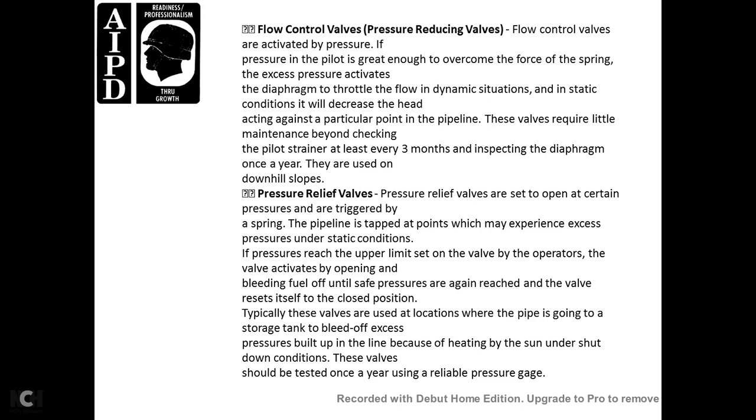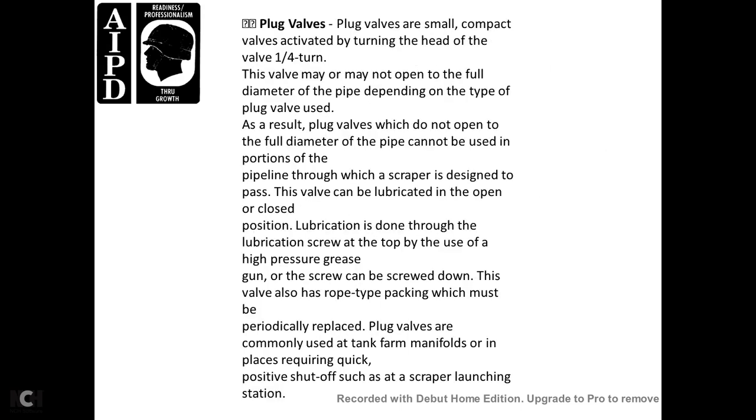Typically, these valves are used in the location where the pipe is going to a storage tank, to bleed off the excess pressure in the line because of heating by the sun under the shut down conditions. These valves should be tested once a year using a reliable pressure gauge.